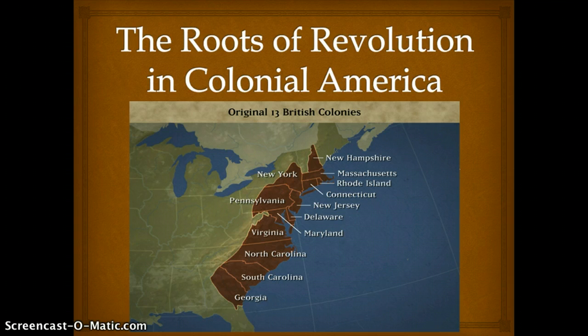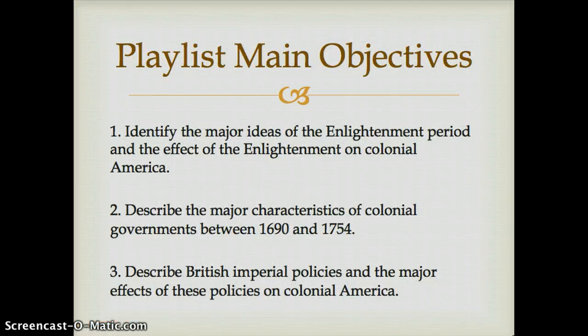So this relates to the playlist on colonial North America, and the main objectives of that playlist are first to identify the major ideas of the Enlightenment period and the effect of the Enlightenment on colonial America, so that's what we'll talk about first. Then to describe the major characteristics of colonial governments, especially between 1690 and 1754, which was the start of the French and Indian War, so we'll talk about that second. And then to describe British imperial policies and the major effects of those policies on colonial America. So that's what we'll finish talking with.